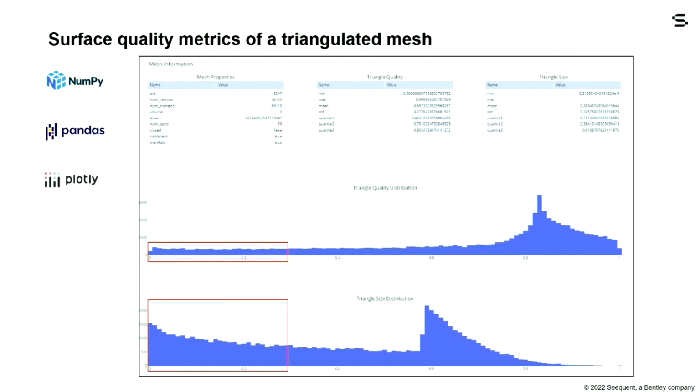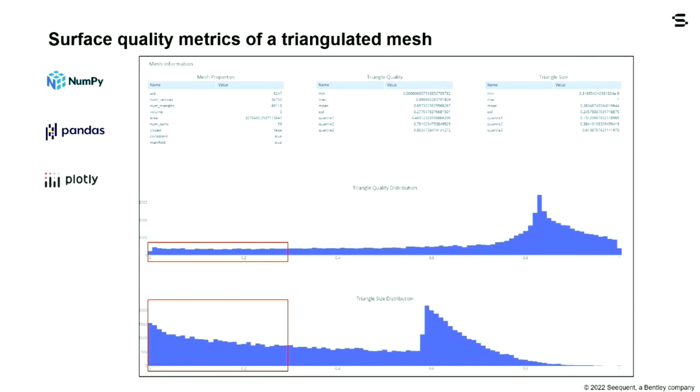What is the end result? If we calculate for our mesh the triangle quality and triangle size, at the top part you have the distribution of the triangle quality using a Plotly histogram, and at the bottom part the triangle size distribution. As you can see, we have quite a lot of triangles that have very poor quality on the low end, and also quite a large amount of very small triangles, some extremely, extremely small.